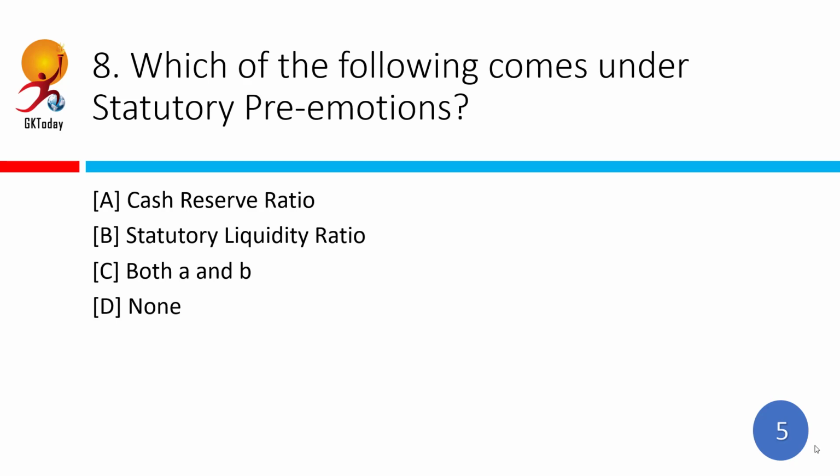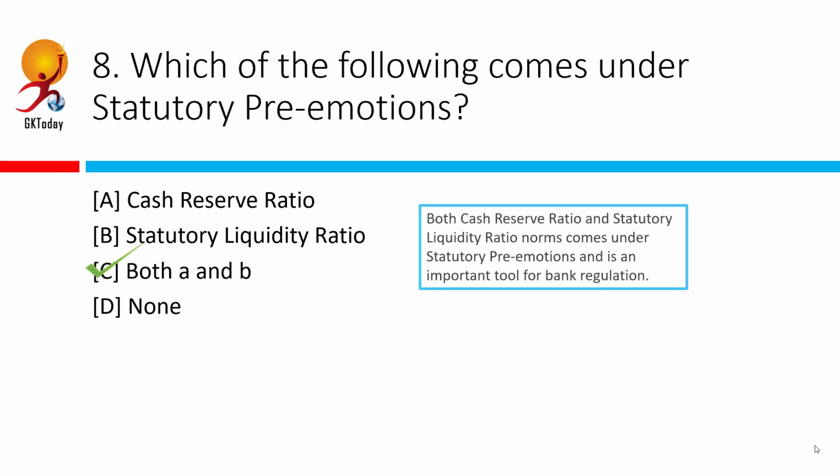Which of the following comes under statutory preemptions? We have learned about statutory preemptions yesterday, and the correct answer here is both A and B. Each commercial bank is required to maintain certain portion of their net demand and time liabilities in the form of cash or any other securities with the RBI. The cash part is known as cash reserve ratio, and other forms such as approved securities, gold, etc. are known as statutory liquidity ratio. They all come under the bracket of statutory preemptions.